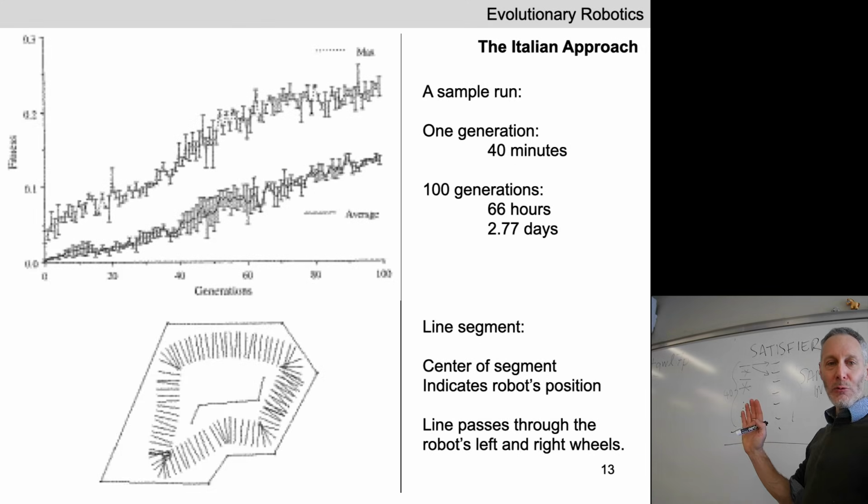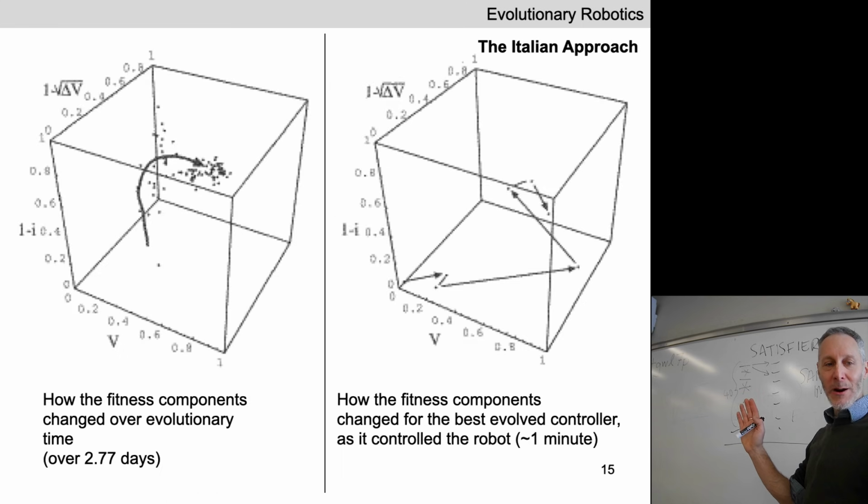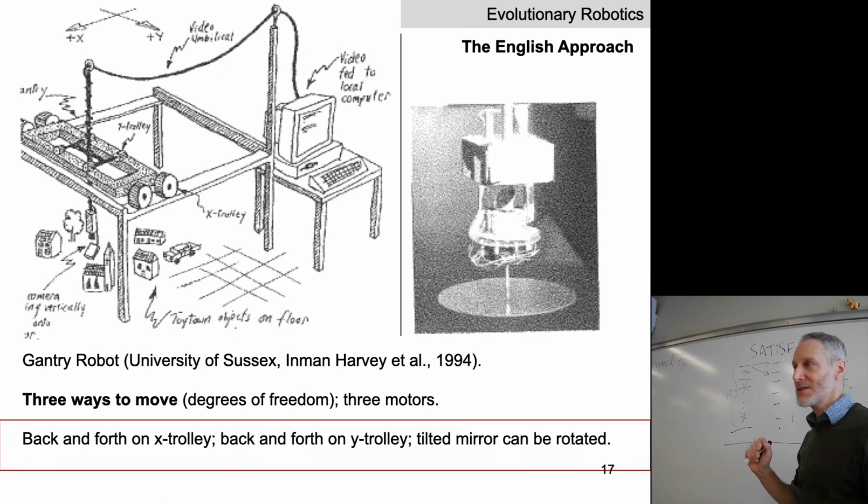Okay, I want to move forward. If you thought that experiment was fun, this is the gantry robot created at the University of Sussex. So we just talked about the Italian approach. This is the English approach. This experiment was conducted and reported in the literature at about the same time. So everyone in the field has just decided to give them both the gold medal. These were simultaneously the first experiments in this field.